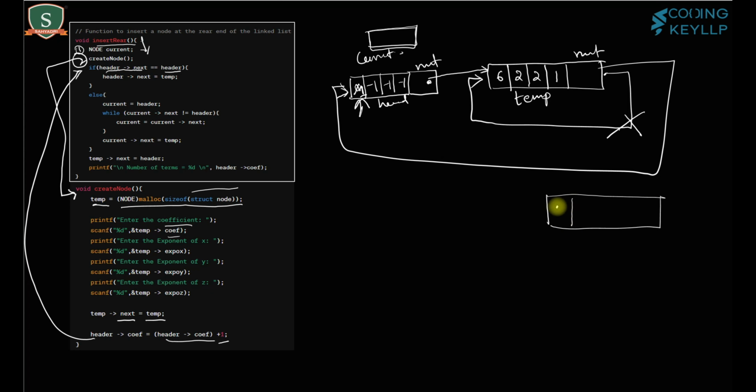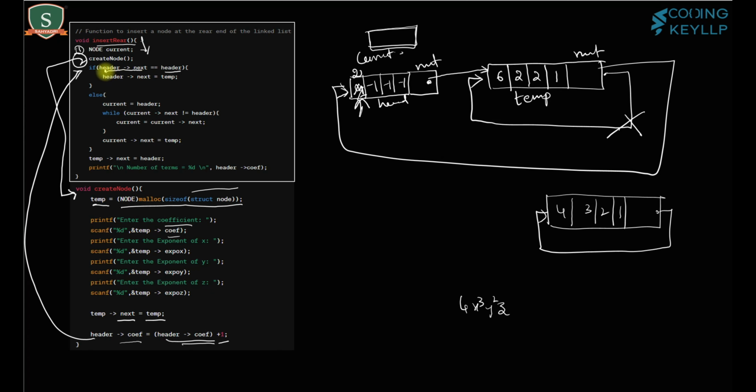Consider we are giving some information like 4, 3, 2, 1. It means 4x cube y square z, and this would be pointing to itself. The moment you call the create node method, this is what happens. And at the end, header coefficient plus 1. Already 1 is there, 1 plus 1 becomes 2. That means a total of 2 nodes we have created.